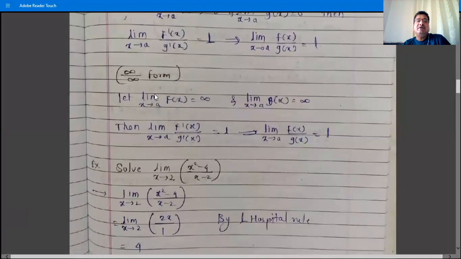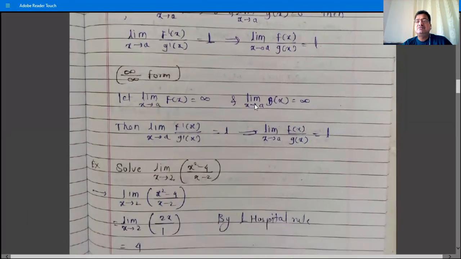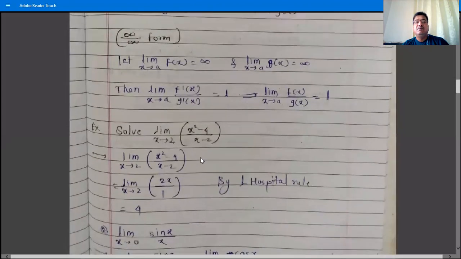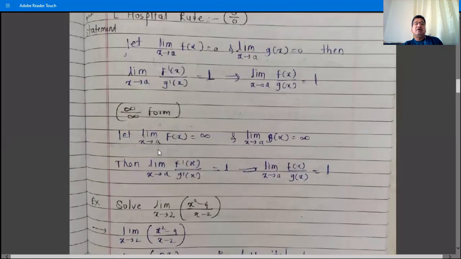Then next is the infinity by infinity form. Limit as x tends to a of f(x) is infinity and limit as x tends to a of g(x) is infinity. Then limit as x tends to a of f'(x) divided by g'(x) is equal to L implies limit as x tends to a of f(x) by g(x) is also L. Okay, so let us solve an example on the L'Hospital's rule.